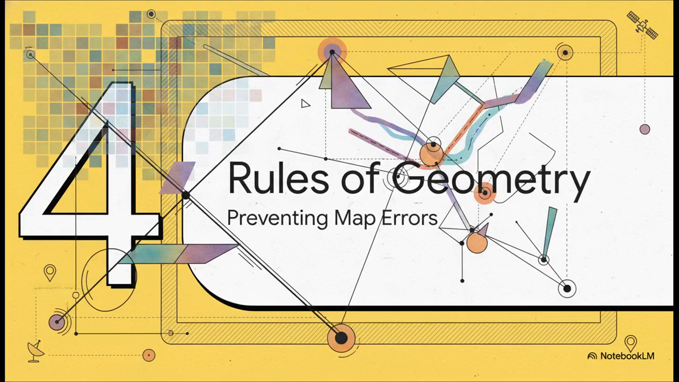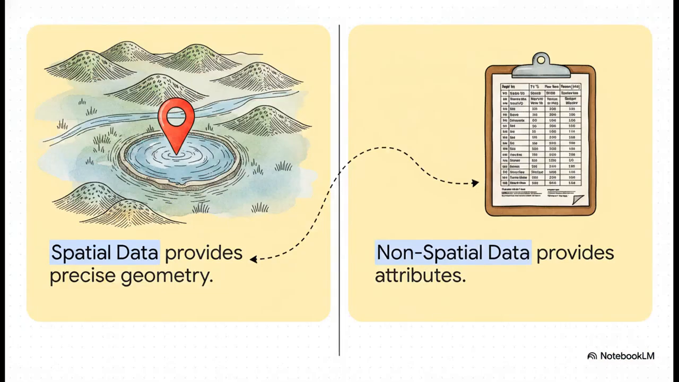That brings us to Section 4, Rules of Geometry. The real secret sauce of GIS lies in perfectly matching up our spatial data with our non-spatial data. The spatial data gives us our exact geometry. That's the where. For example, the precise latitude and longitude coordinates of a natural water spring. The non-spatial data gives us the attributes, the what. That would be a connected database table detailing the water's exact depth, its chemical quality, and its local name. They have to work together perfectly.